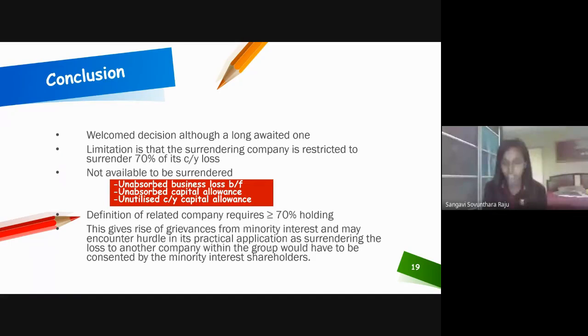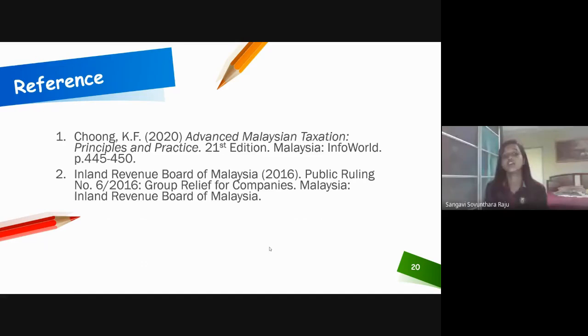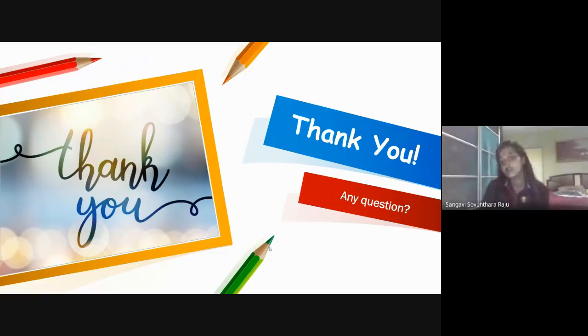So next would be the reference. We have referred to Public Ruling 6/2016. Actually, it is clearer because, although it takes a lot of pages, it has a lot of examples, and then we used our textbook. So, any questions?